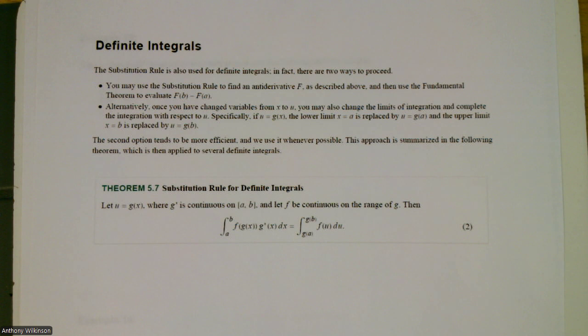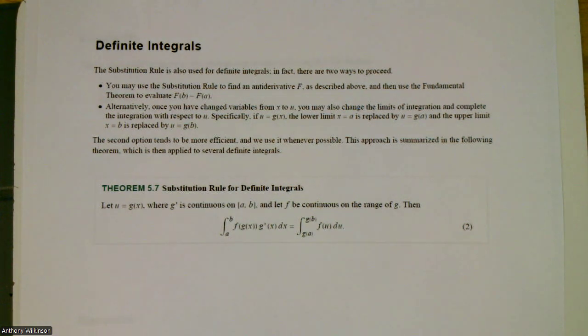Now, alternatively, this is the second way you can do this. Once you have changed variables from x to u, you may also change the limits of integration and complete the integration with respect to u. Specifically, if u is equal to g of x, then the lower limit, x equals a, will be replaced by u equals g of a, and the upper limit, x equals b, will be replaced by u equals g of b. Here, the second option tends to be more efficient, and we can use that whenever possible.